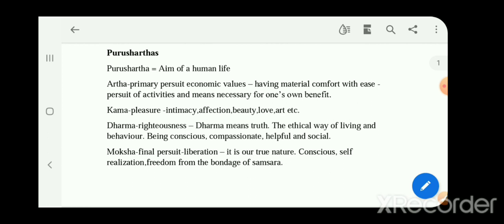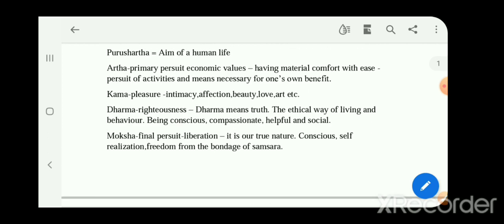Dharma Purushartha means righteousness. Dharma means truth. It's an ethical way of living, I can say. Ethical way means being conscious of what I'm doing. That consciousness, being compassionate, helping others, being social, and going in a righteous path, in a proper ethical way. That way of living is called Dharma Purushartha.